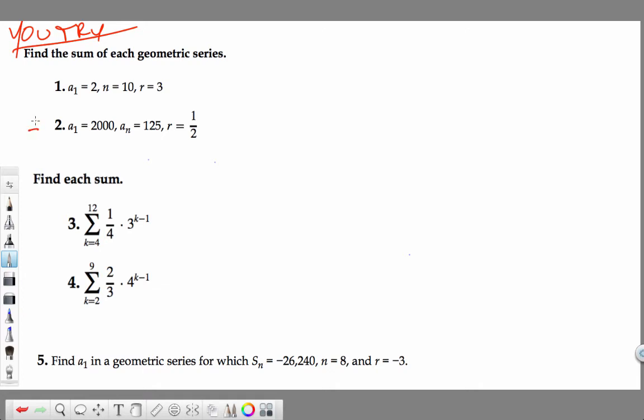Pay attention to this second one because we didn't do one like this in the notes. But just like in the arithmetic, they don't give you all the information you need for the SN formula. So you have to go back to the AN formula for geometric in order to find it. So you're going to do AN is equal to A1 times R raised to the N minus 1 in order to find the N so that you can plug it into the SN. Also, just do 3, you don't need to do 4.